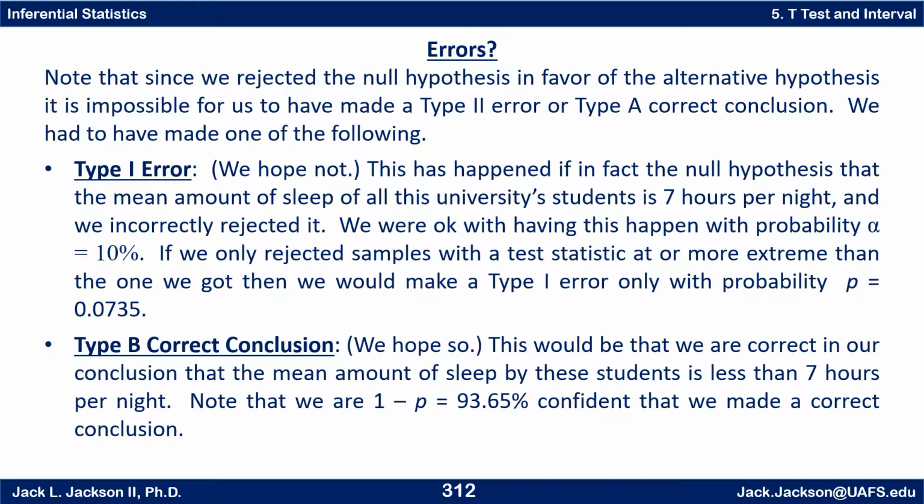If we only reject samples with the test statistic at or more extreme than the one we got, then we have made a type 1 error with only probability of p equals 0.0735, a little over 7%. A type B correct conclusion, we hope that's what really happened. This would be that we are correct in our conclusion that the mean amount of sleep by these students is less than 7 hours per night. We are 1 minus p, 93.65% confident that we made a correct conclusion.